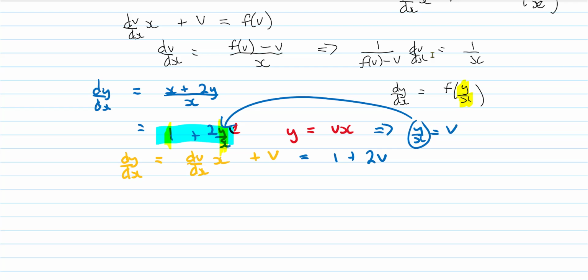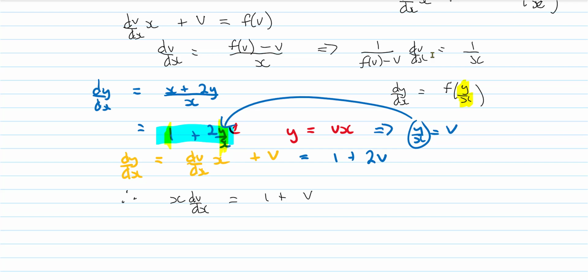Okay, so what have we got? We've got dv/dx times x plus v equals 1 plus 2v. Therefore, I'll write it all like this so it's nice and clear: x times dv/dx equals 1 plus v, just subtracting v from both sides. So now we can separate the variables.